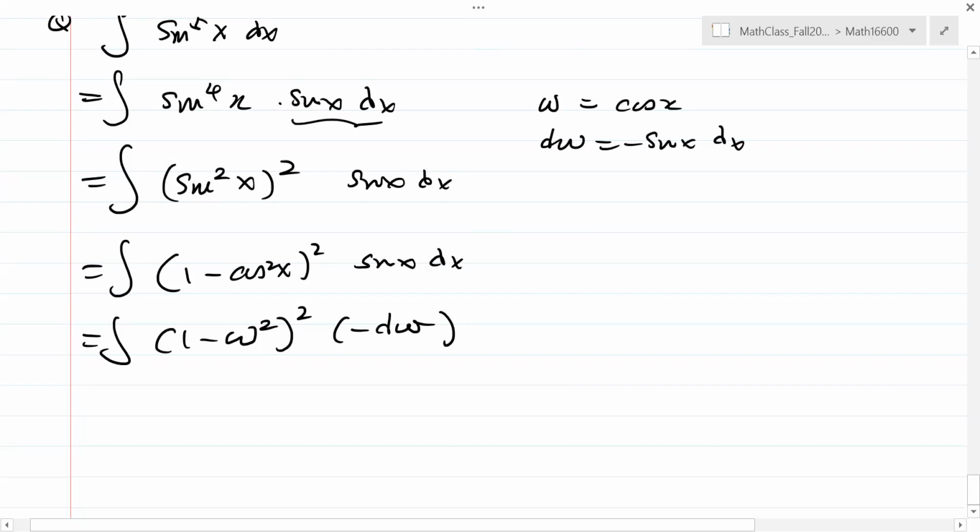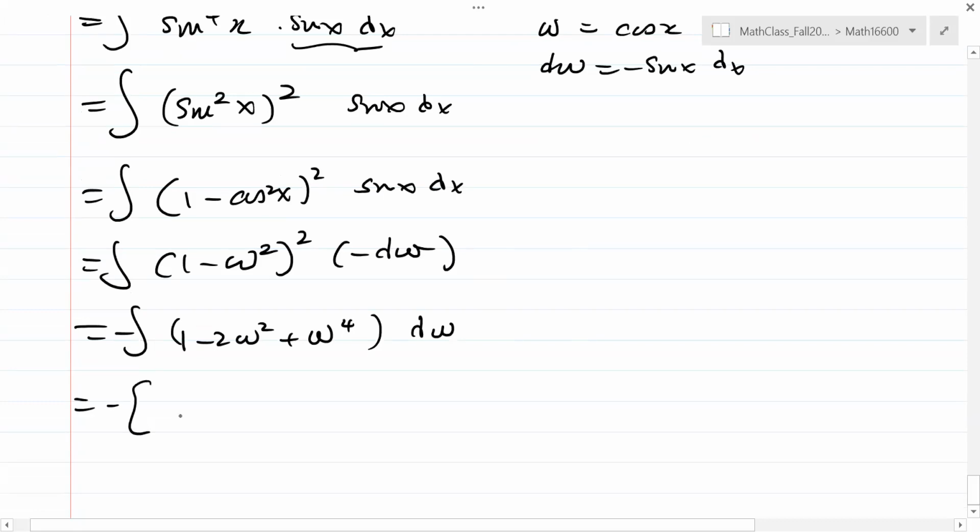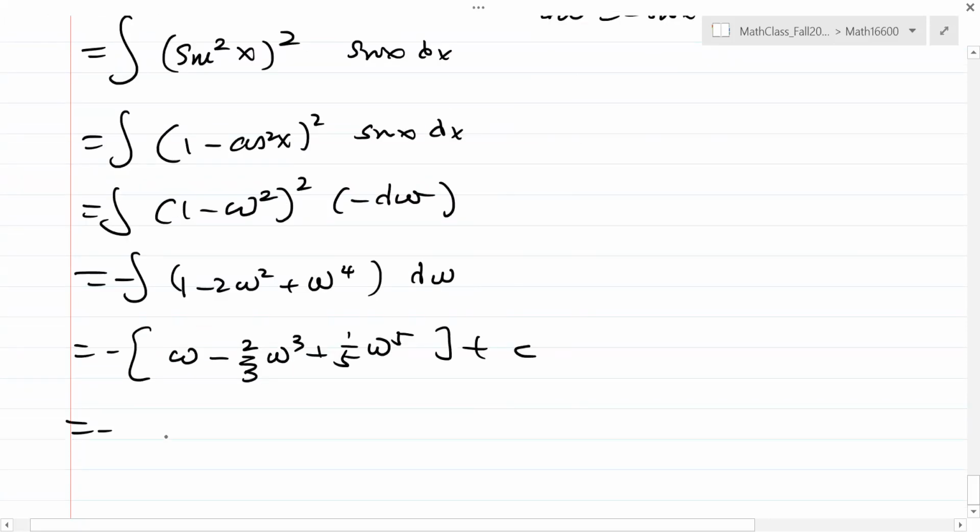And now you get the polynomial. Polynomial is fine, right? You can evaluate. All you have to do is square it. 1 minus 2w square plus w to the fourth power. And you have a negative sign dw. So the antiderivative of this function, it's polynomial. So you can replace w by cosine x.